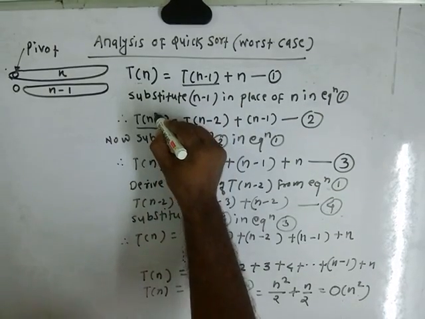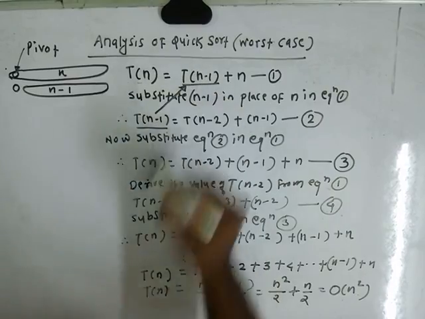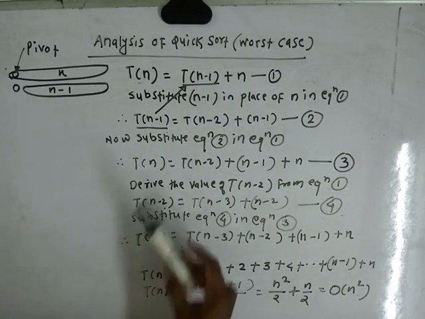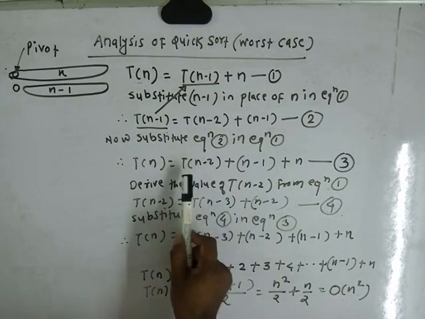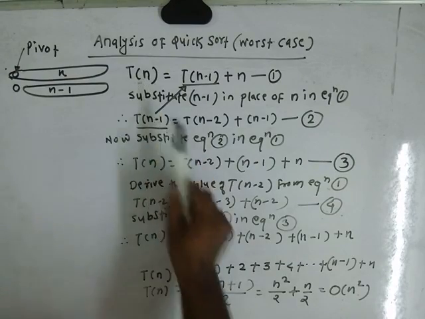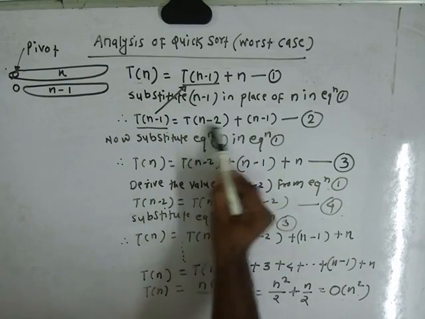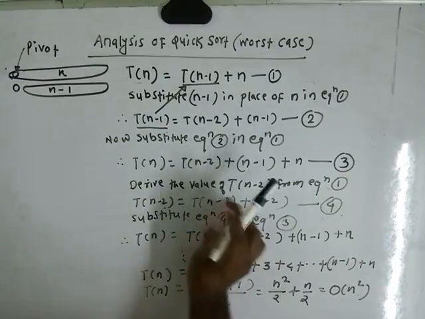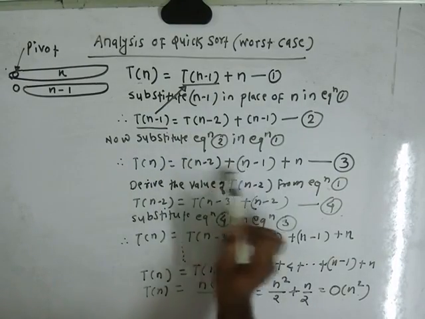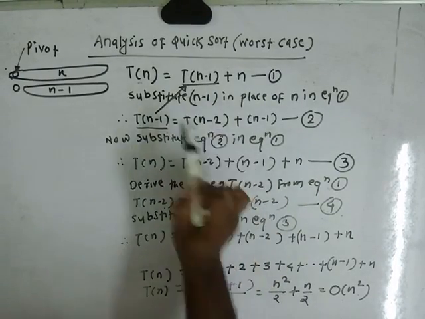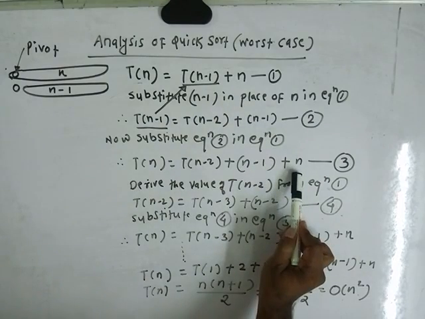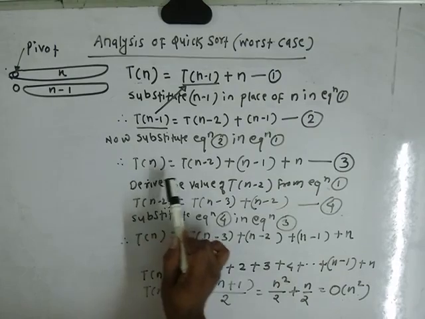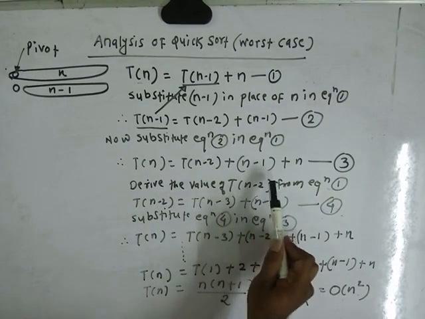We'll substitute this value back in here, right? So if you do this substitution, the equation 1 becomes T of n is equal to, we substitute this entire equation here, so T of n minus 2 plus n minus 1, we substitute this in place of this, plus this remaining n here. Okay, so equation 1 has become T of n equal to T of n minus 2 plus n minus 1 plus n.